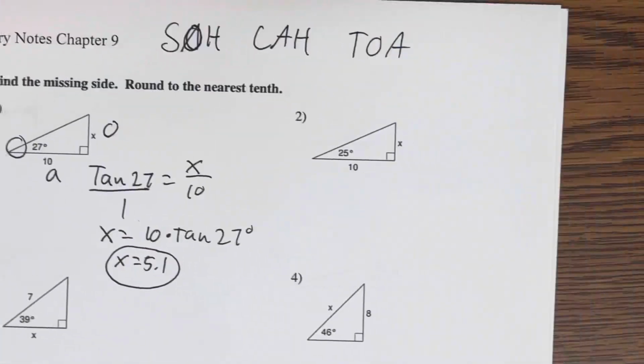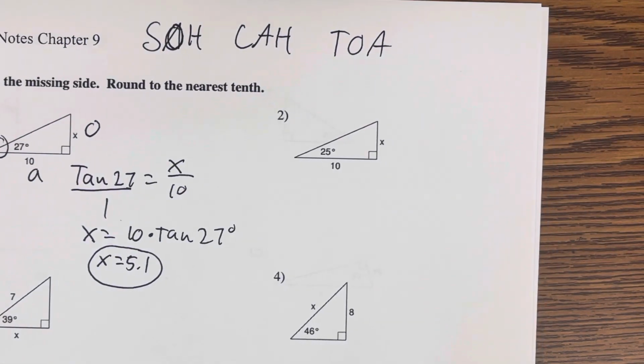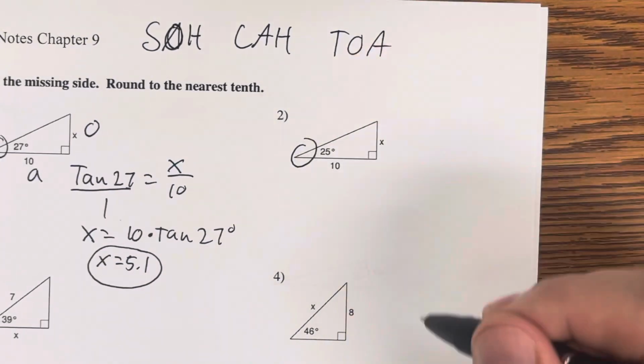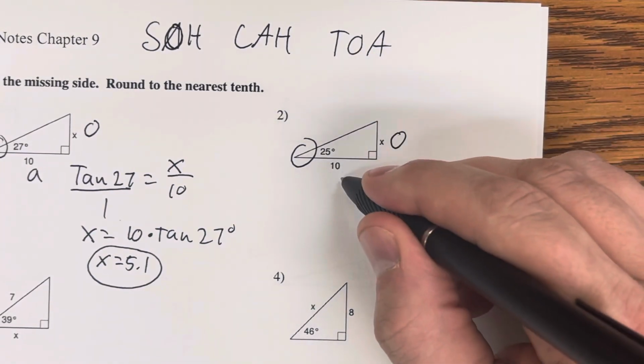All right, next one. Identify the reference angle again. 25 is the one we know. X is opposite, 10 is adjacent.